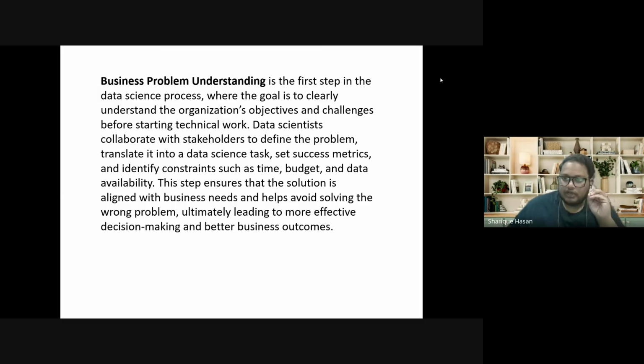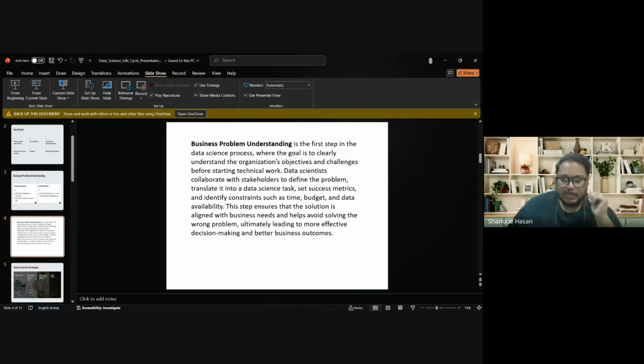So I hope you all understand this part clearly. If you understand it, just give me a thumbs up, or if you have any doubt regarding it, just ask me right now. I can see lots of thumbs up here.